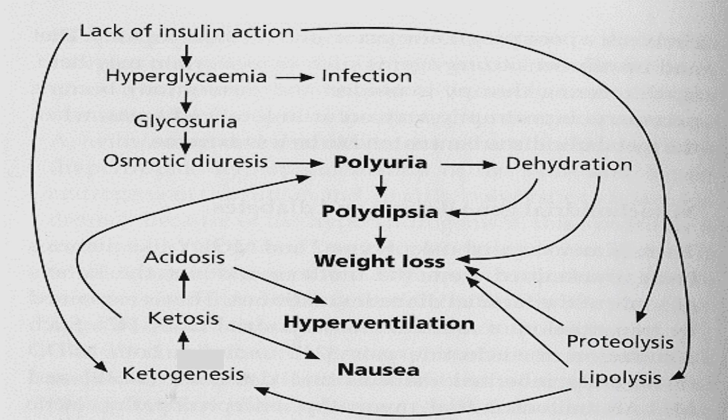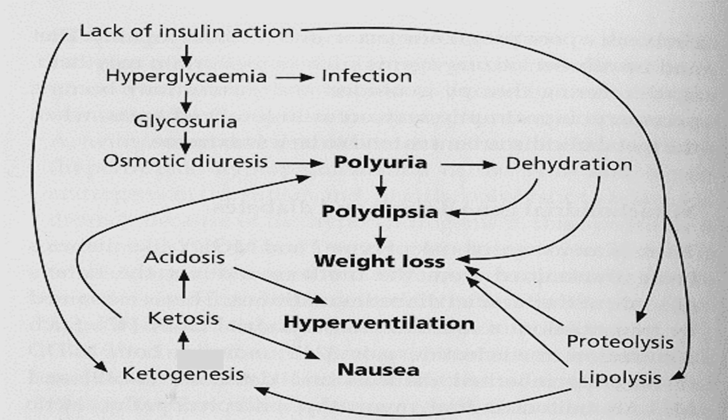When we see the effect of absence of insulin by diagram, lack of insulin action causes proteolysis and lipolysis. This proteolysis and lipolysis cause weight loss, and lack of insulin action causes hyperglycemia. Hyperglycemia causes glucosuria. Glucosuria causes osmotic diuresis, which predisposes to polyuria, and the polyuria causes dehydration, and this polyuria and dehydration contribute to polydipsia and weight loss. And also lack of insulin action causes ketogenesis. Ketogenesis causes acidosis, and it causes hyperventilation and nausea. And also this ketosis causes polyuria.